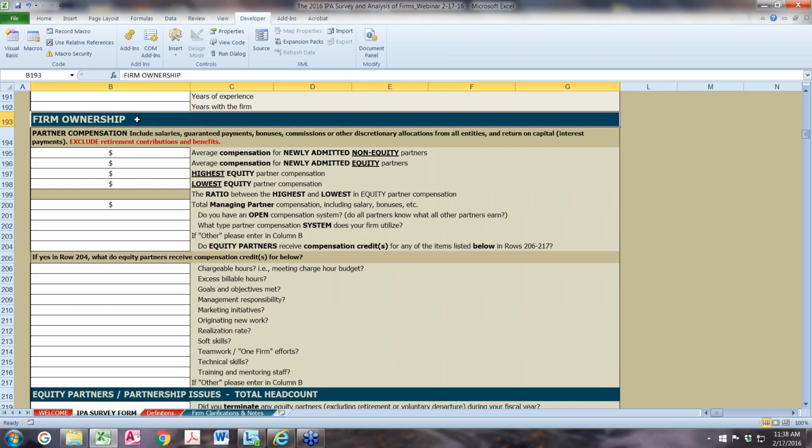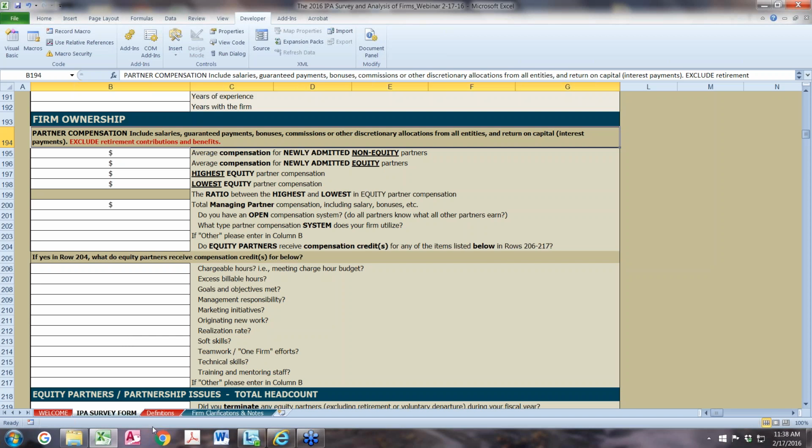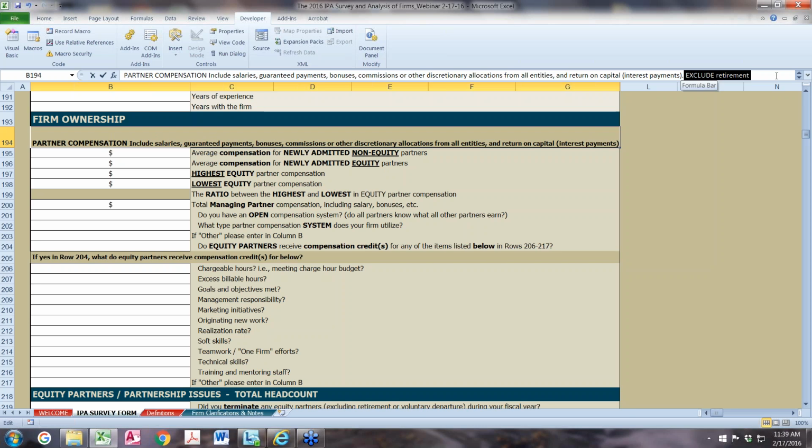Here we're asking for partner compensation, and again giving the definition both in row 194 as well as in the definitions tab. We're looking for salaries, guaranteed payments, bonuses, commissions, or other discretionary allocations from all entities, and return on capital. Exclude any retirement contributions and benefits. So that would be the partner compensation numbers.